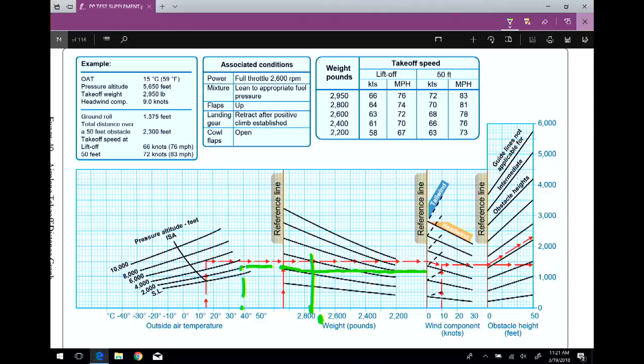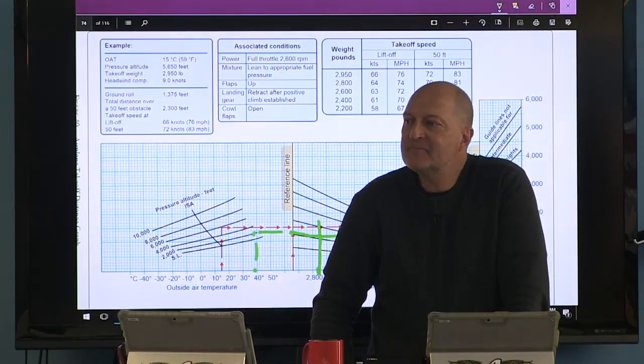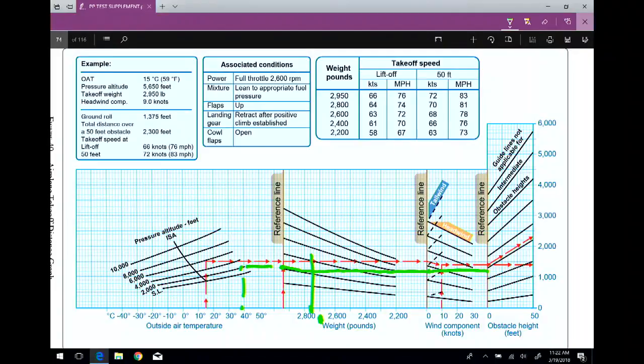Zane, what's next? You stopped at the reference line. Draw across for the wind, since we don't have any, let's go straight across to the reference line. Okay, now what do I do here, Solomon? Then you draw upwards to represent the 50-foot obstacle. Wait, was there a 50-foot obstacle? Gentlemen? No, there wasn't. So you draw right across. So we come straight across.